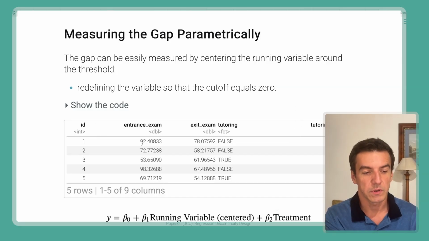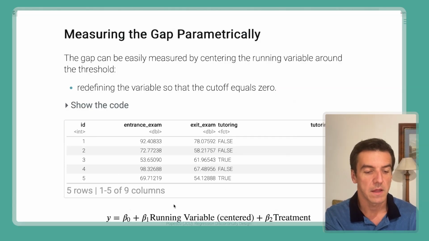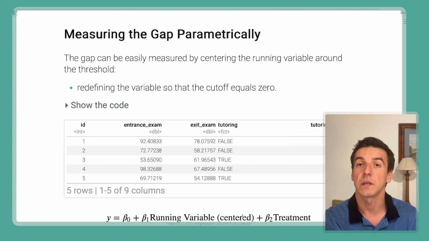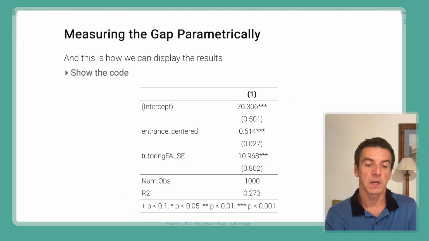So we have all these students who got an entrance exam. This is their exit exam score. And then essentially this is what we're trying to estimate. So we're having a running variable, which is centered. So what score did they get on their entrance exam, and then we have the treatment, whether people got exposed to this tutoring program or not. Okay, so this is how we estimate this effect.